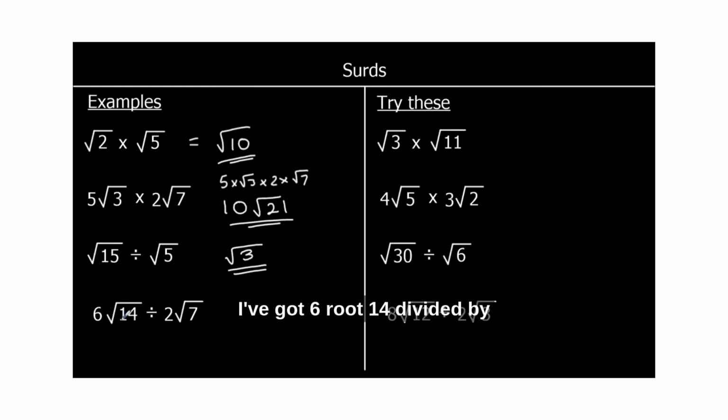And I've got 6 root 14 divided by 2 root 7. I can divide my ordinary numbers. 6 divided by 2 is 3. And root 14, so 14 divided by 7 is 2. So root 14 divided by root 7 is root 2.